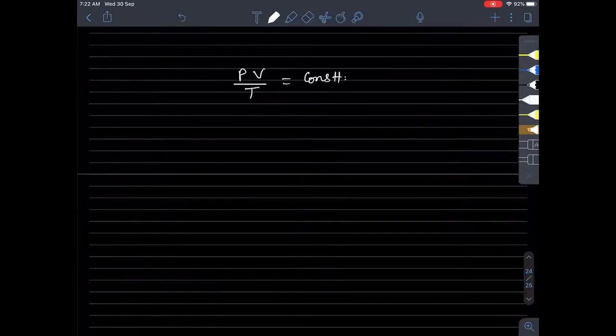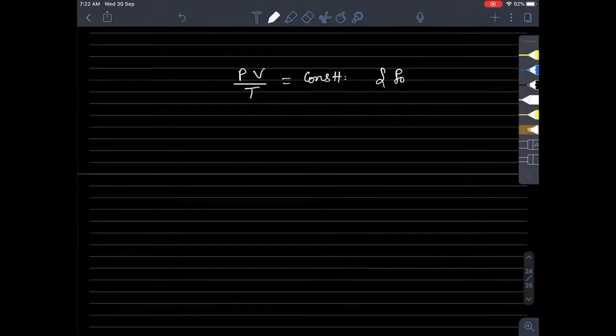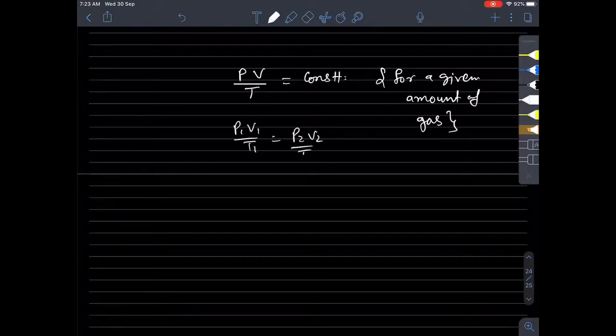So this particular relation, for a given amount of gas, where P1 V1 by T1 is equal to P2 V2 by T2, is known as the combined gas equation. This is known as the combined gas equation.